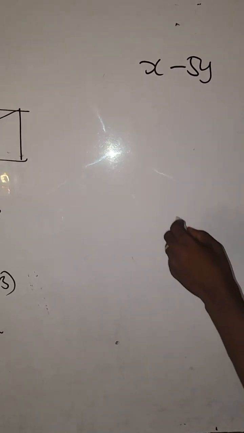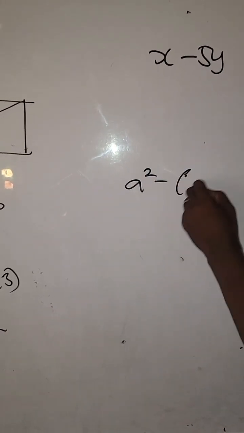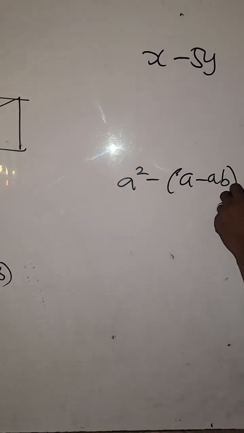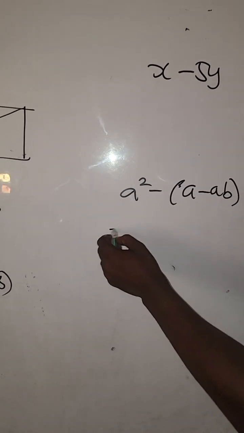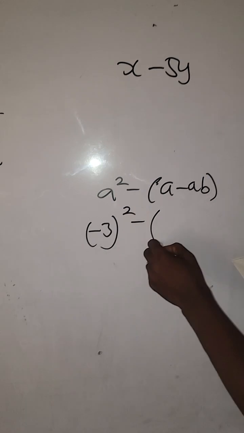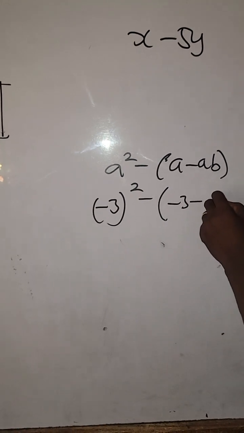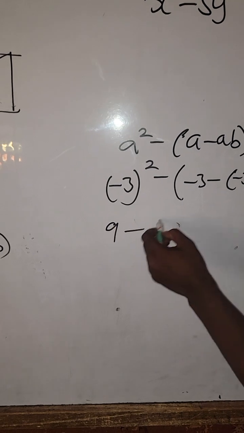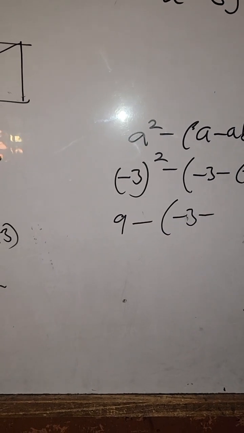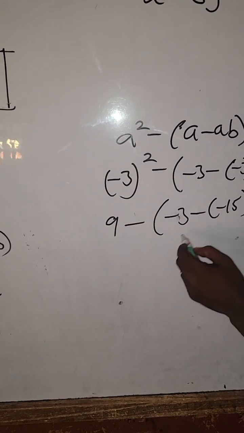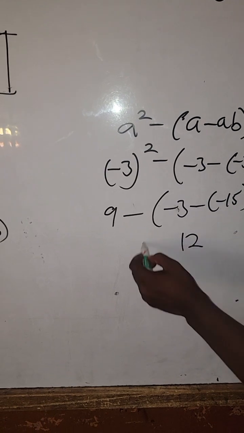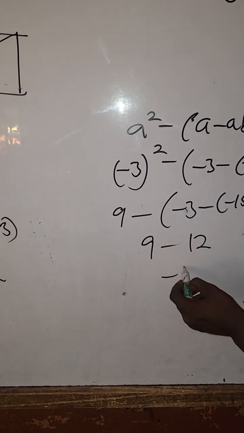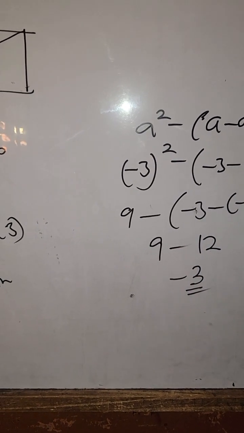26. You have A squared minus A minus AB. A is -3, minus A is minus (-3), B is 5. This is 9. Minus 3 minus negative 15, that's plus, and this is 12. 9 minus 12 is negative 3, option B.